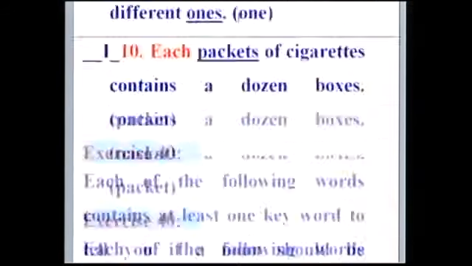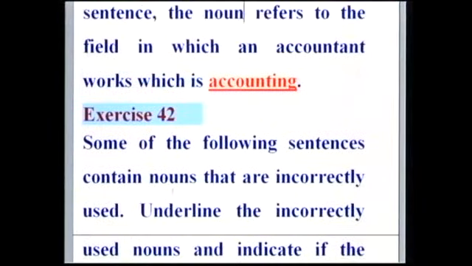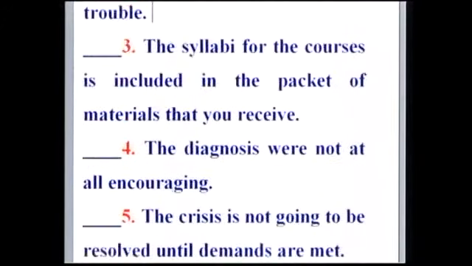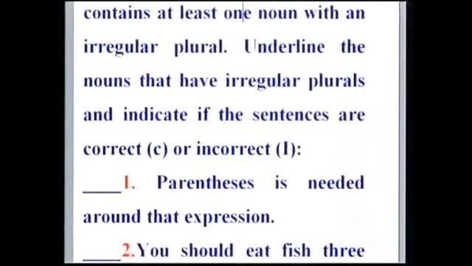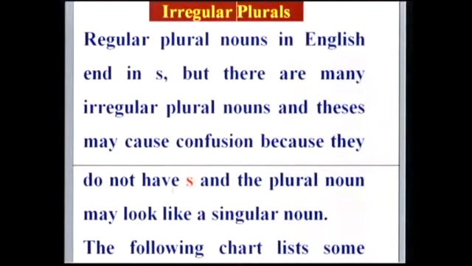All right. Let's look now at the third point you should take care of when you are dealing with nouns. Type. Now, the third point about nouns is irregular plurals. يعني irregular plurals. Regular plurals are the nouns that take an S. Regular plural nouns in English end in S.